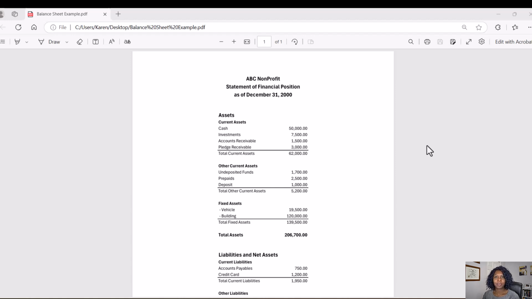All right, so what I have in front of me is a fictional statement of financial position. This is all made up. And what I'm going to do is review the statement of financial position so that you have an understanding of it. So that when you receive your financial statements, you can go through and really understand your financials and know what questions to ask if you ever have any questions.